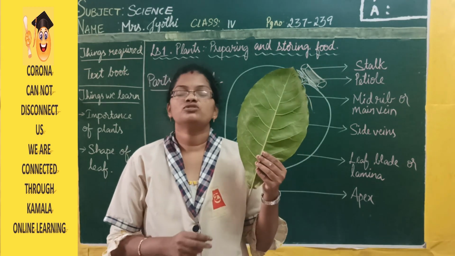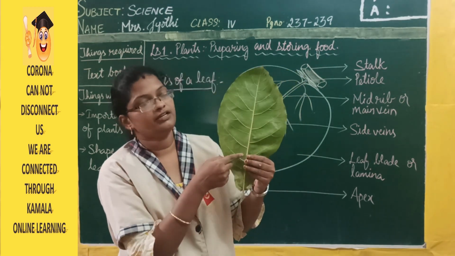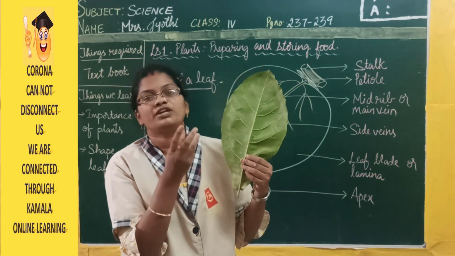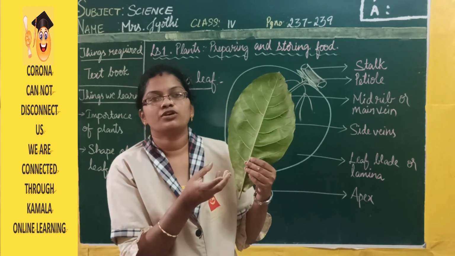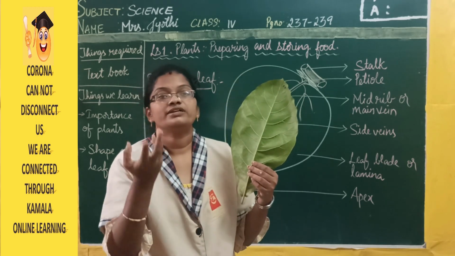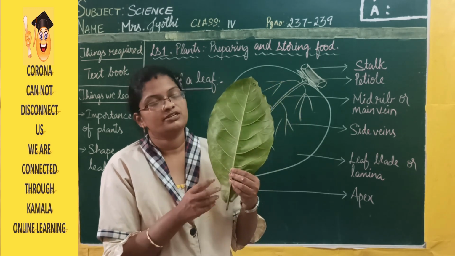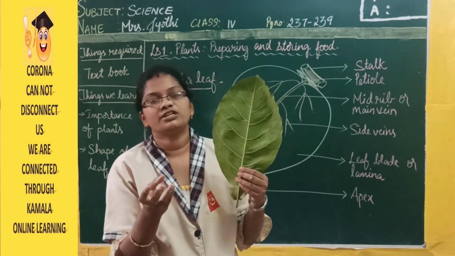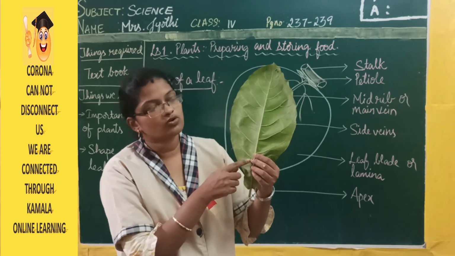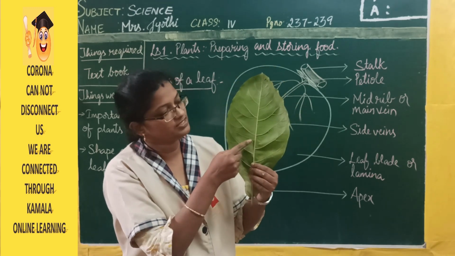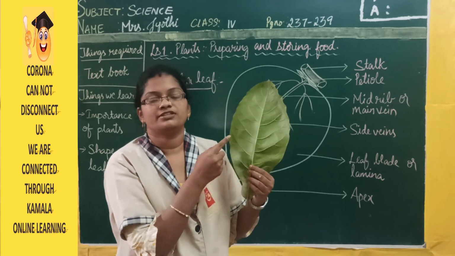So, what is the use of this main vein and these side veins? Whatever food the leaf is going to prepare, or whatever air it is going to take in, it is going to breathe in carbon dioxide, isn't it? So the carbon dioxide and water supply, everything is going to be exchanged through this main vein and side veins.